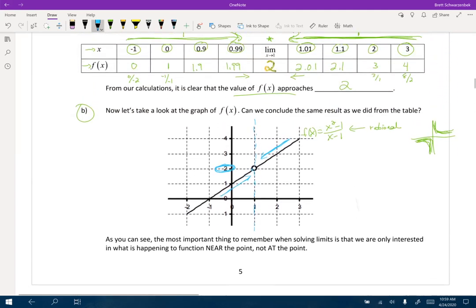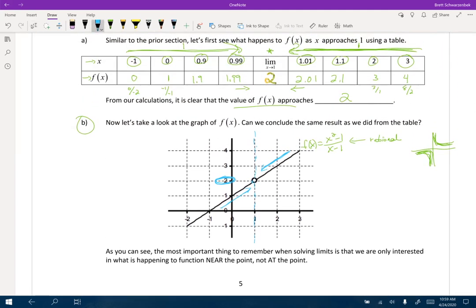This means that, again, since both of these agree and they're approaching the same number, I would say, once again, that the limit as x approaches 1 of x squared minus 1 over x minus 1 is equal to 2.